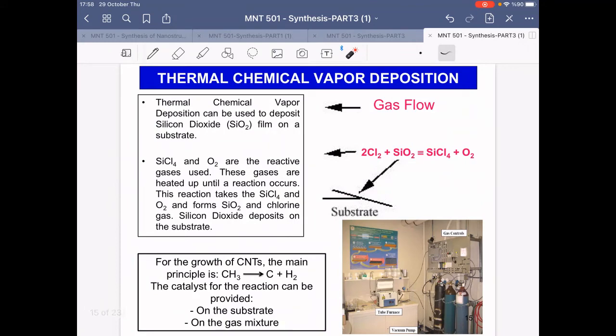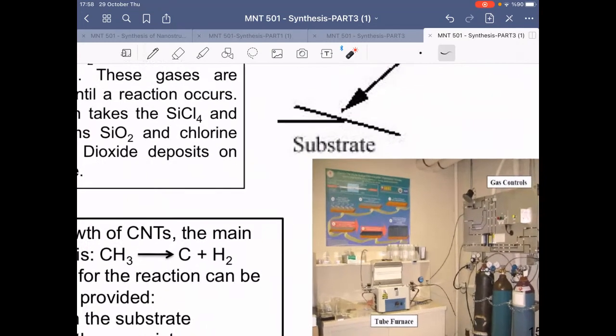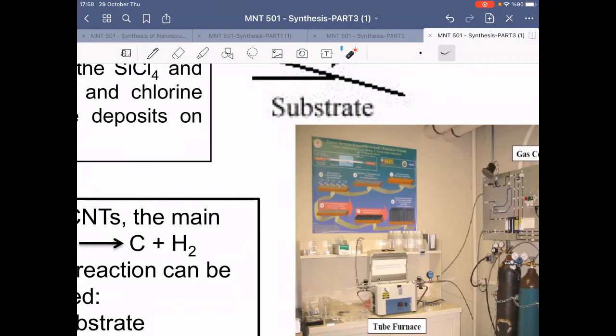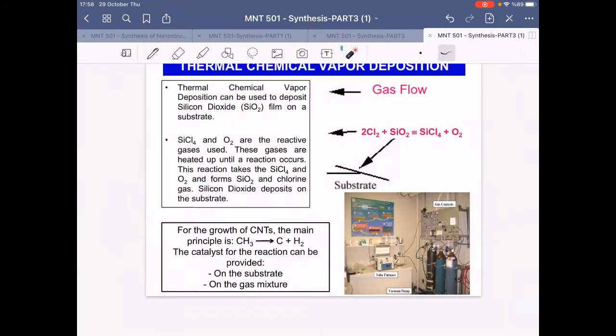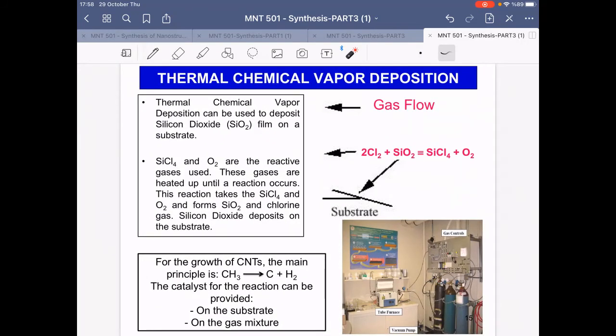And this can be as simple as you see in this picture here. It's a simple tube furnace, and this is where you're making all your synthesis, for example, in a lab. Thermal CVD can be used to deposit, for example, a silicon dioxide film on a substrate. Okay, and in this case, these are my precursors.